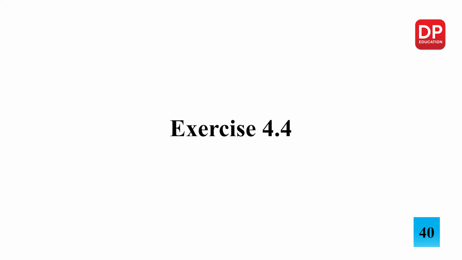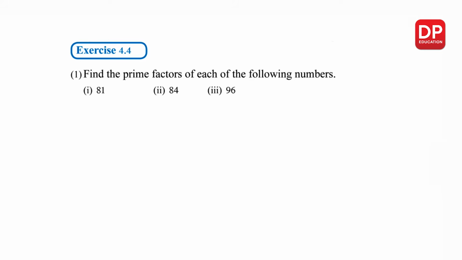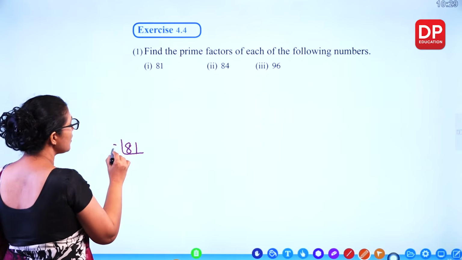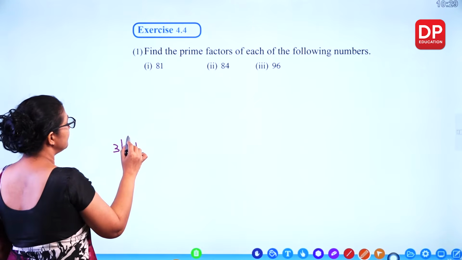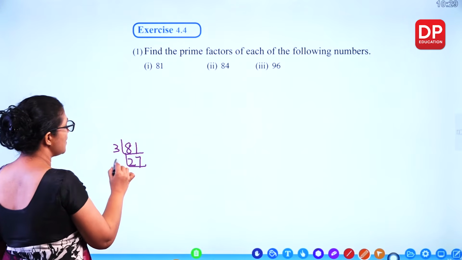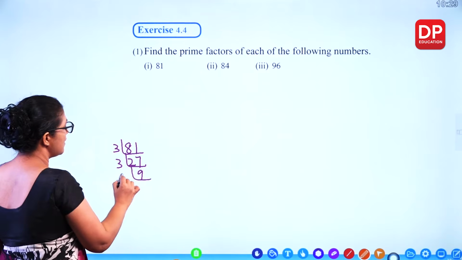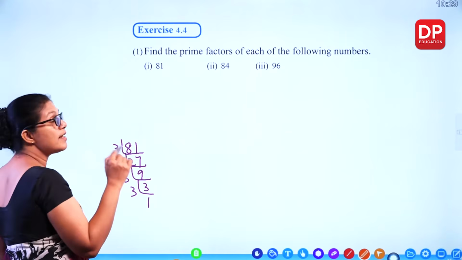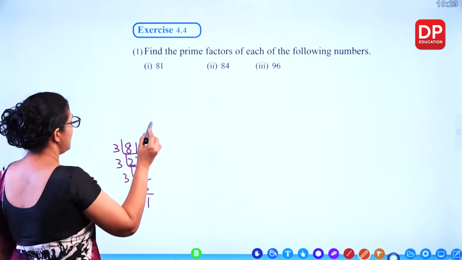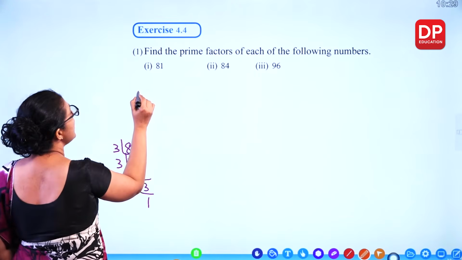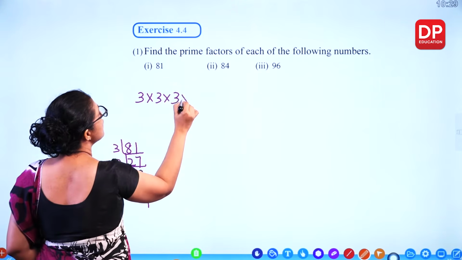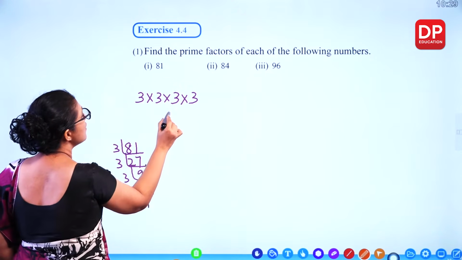Exercise 4.4, find the prime factors of each of the following numbers. 81. You can divide by 3. 27. Divide by 3. Divide by 3 again. So you are only dividing by prime numbers. So 81 you can write as 3 times 3 times 3 times 3, four times, or 3 to the power 4.